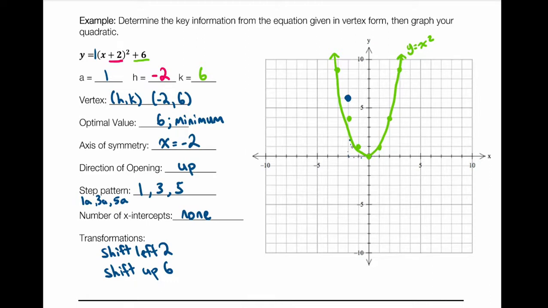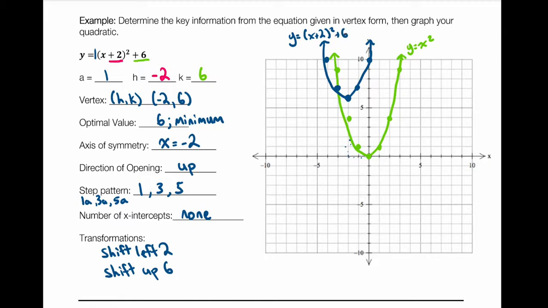The next 2 points, I'm going to move them left 2, up 6, left 2, up 6. There are my 2 new points. I can't really graph the other ones because they appear off the graph. Or actually, no, I can graph the other ones. Left 2, up 6, left 2, up 6. I can't graph the third one because that one happens to be off, but I can roughly draw it there. So that's my y equals (x plus 2) squared plus 6 graph.